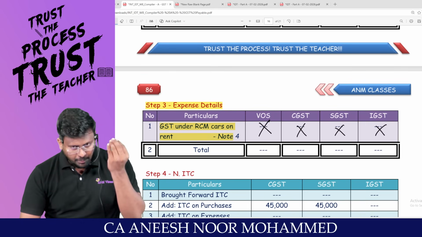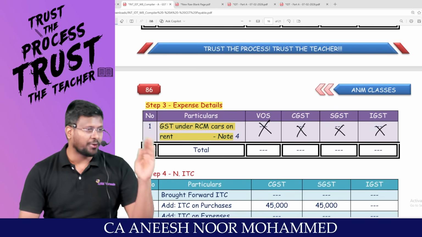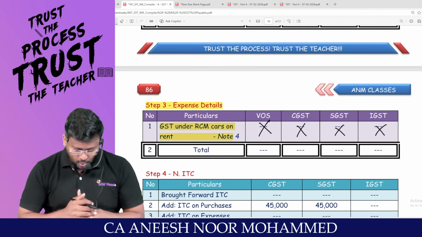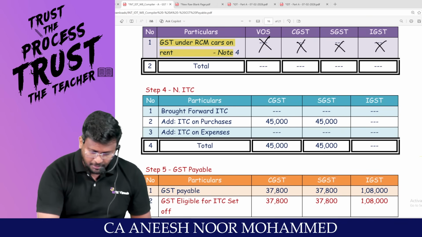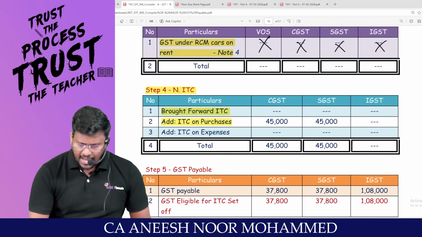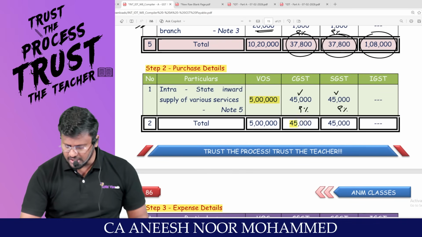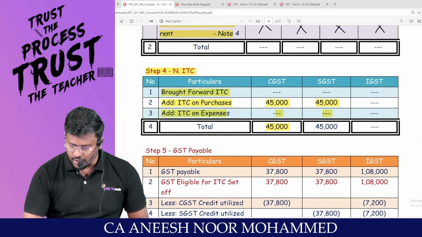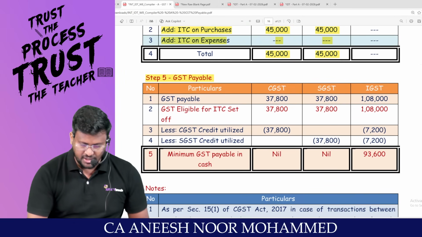First of all, you have not paid at all till now. You are going to pay only in the next month. Even if you paid in this month, you are not entitled to claim it as ITC. That's what step number 4, net ITC, my dear lovable students. There is no opening ITC details given. Add ITC on purchases, which is this 45,000 and 45,000. There is no ITC on expenses, dash. Total comes to 45,000 and 45,000.